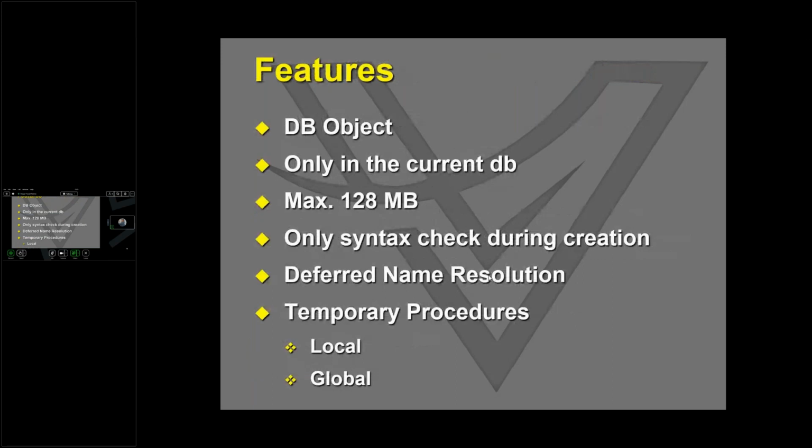So what are the features? This is also a database object, that means dbo dot table name, so dbo dot stored procedure name. It is available only in the current database. Can I create a stored procedure for another database? No, we can create it only for the current database. The maximum size it can store is 128 MB. Only a syntax check is done during creation.